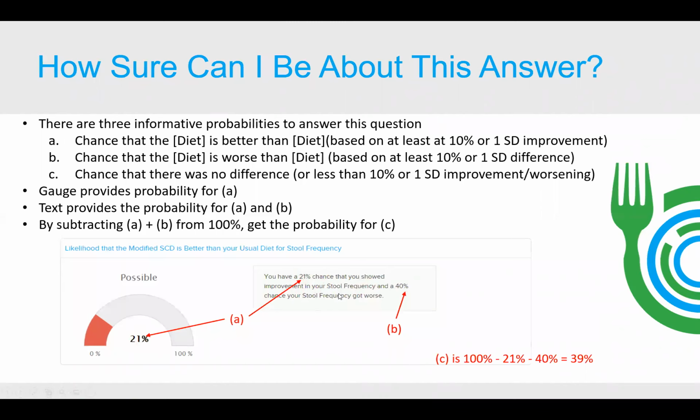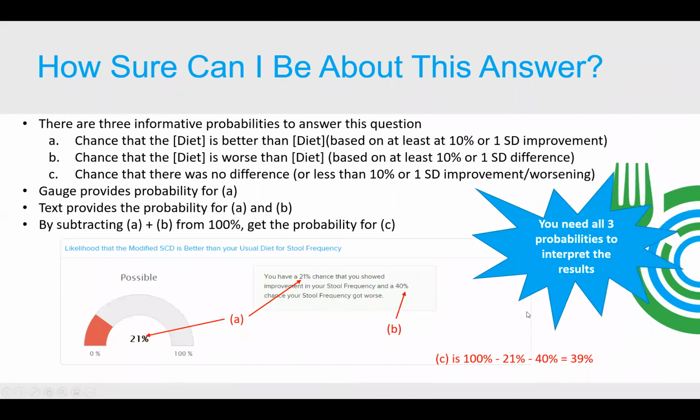The piece that we don't give you is the chance that there was actually no difference. However, you have the information you need to calculate that. So by subtracting A plus B from 100%, you can get that probability for C. So in this case, 100% minus 21% minus 40% gives you 39%. So there's a 39% chance that there was no difference. So in this case, there was a 21% chance that the modified SCD was better than the usual diet, a 40% chance that it was worse, and a 39% chance that it was no different.